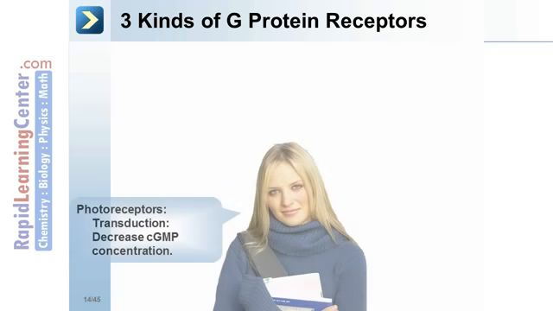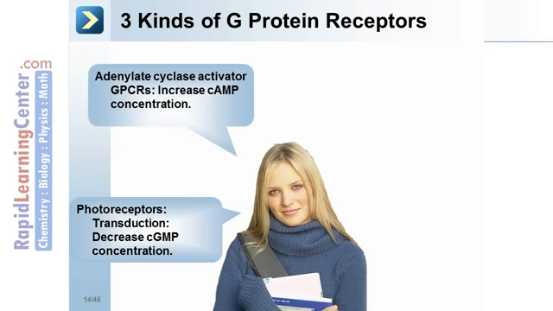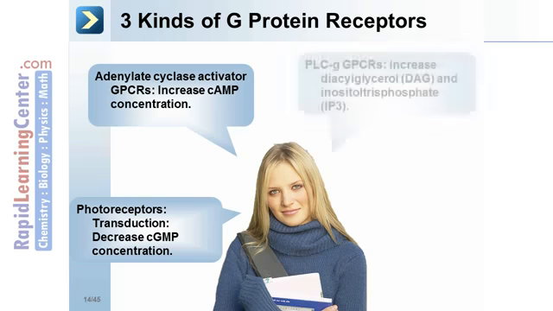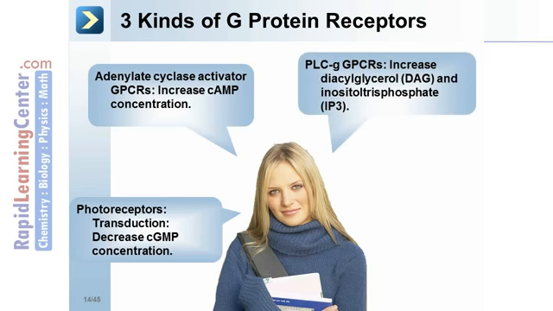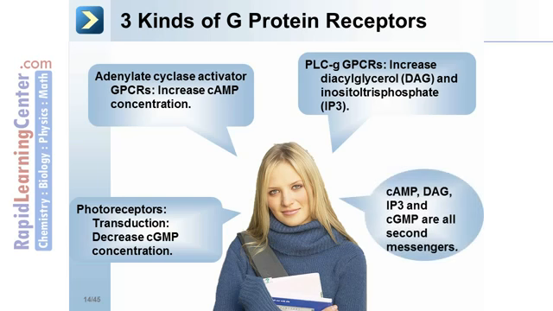3 kinds of G protein receptors. Photoreceptors, transduction, decrease cGMP concentration. Adenylate cyclase activator, GPCRs, increase cyclic AMP concentration. PLC-G, GPCRs, increase diacylglycerol and inositol triphosphate. Cyclic AMP, DAG, IP3, and cyclic GMP are all second messengers.